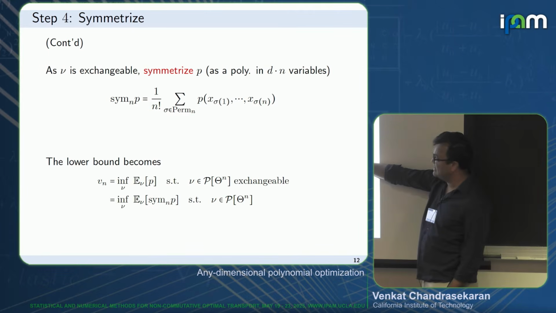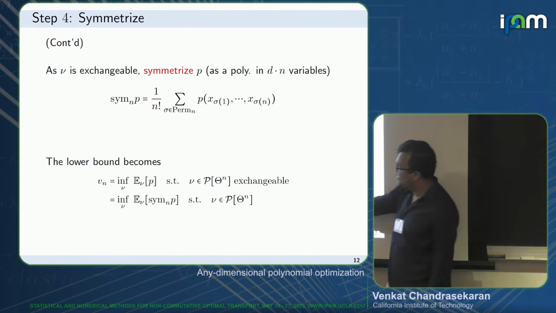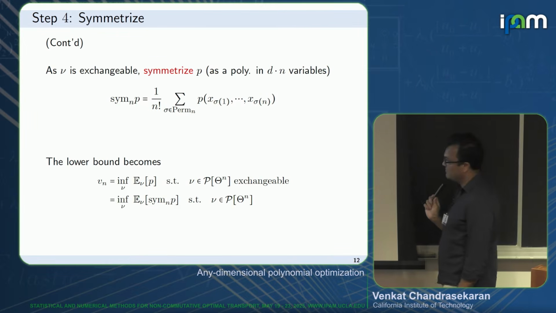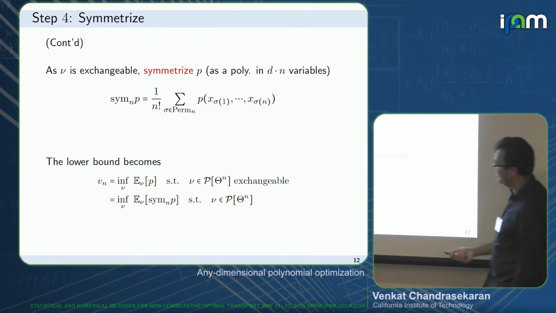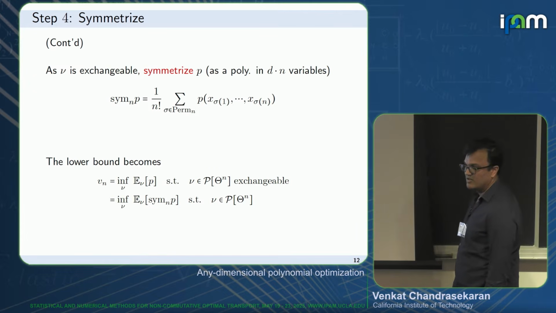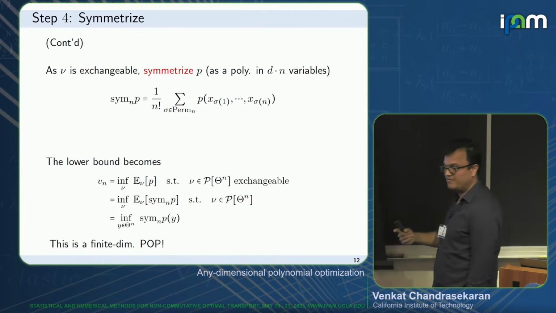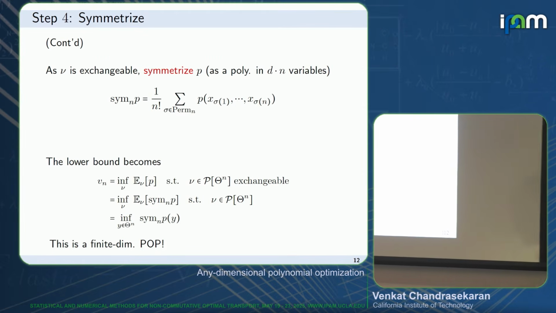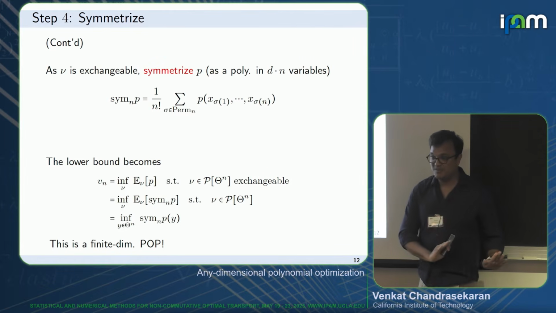At the previous line, we had this expression with exchangeability in the constraint and P viewed as a polynomial of D times n variables. But once you put a symmetrization here, you can get rid of the exchangeability. So this is an optimization problem where you take the expectation of a symmetric polynomial over all probability measures on theta n, and this measure mu you can view as taking convex hulls of delta functions on theta n, and this is simply a polynomial optimization problem, a classic finite-sized polynomial optimization problem.